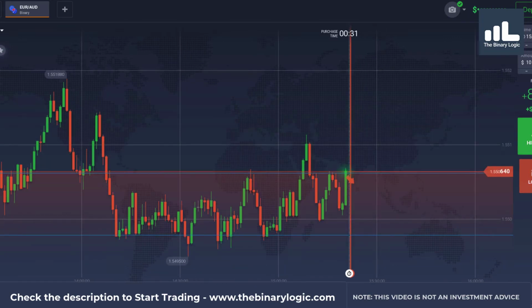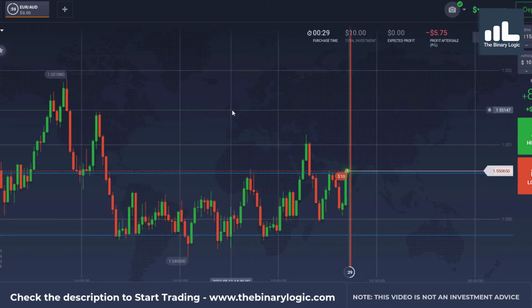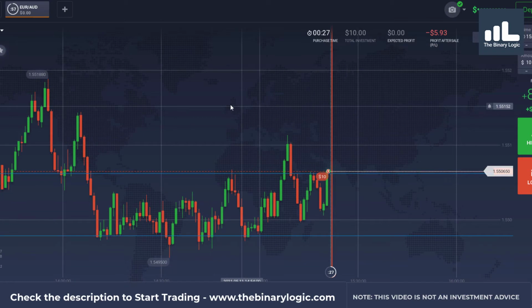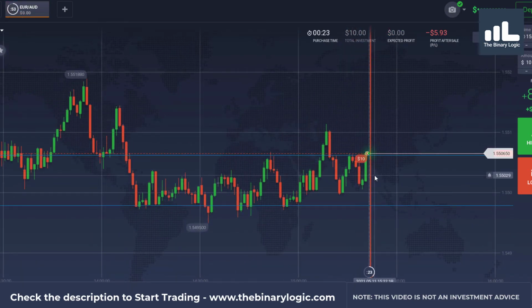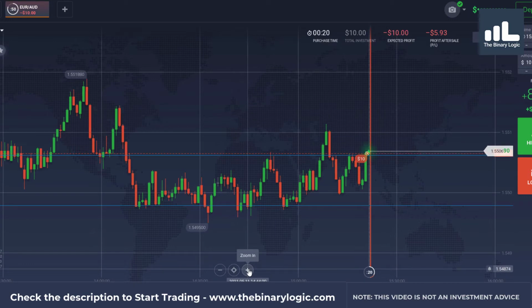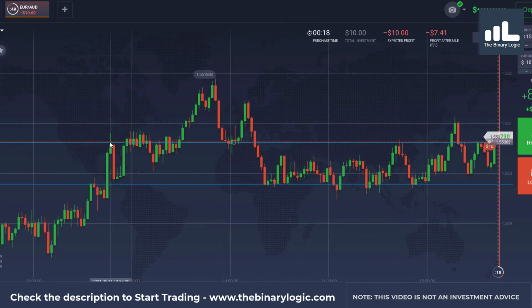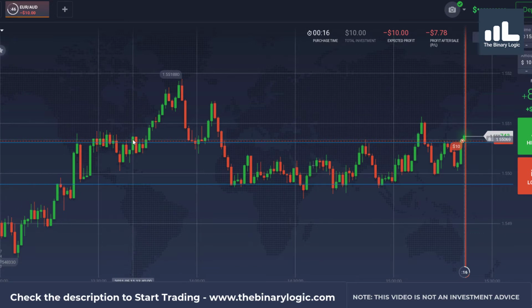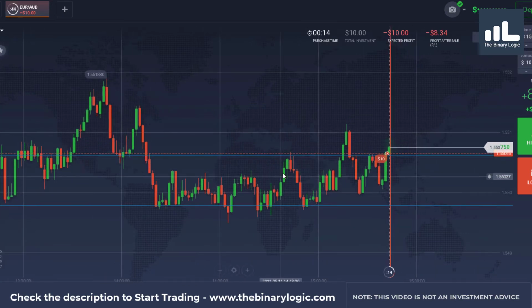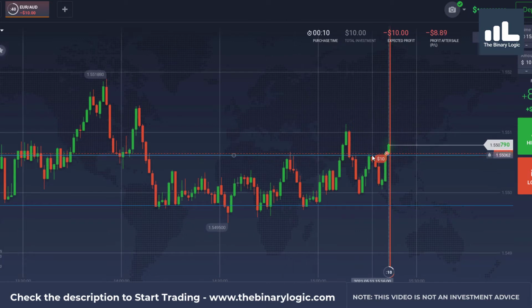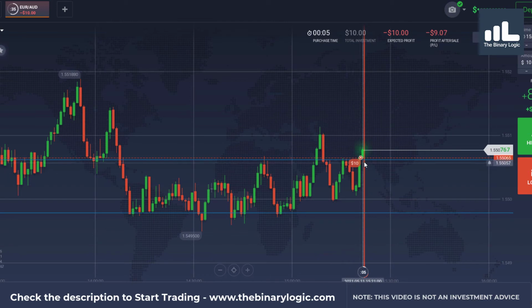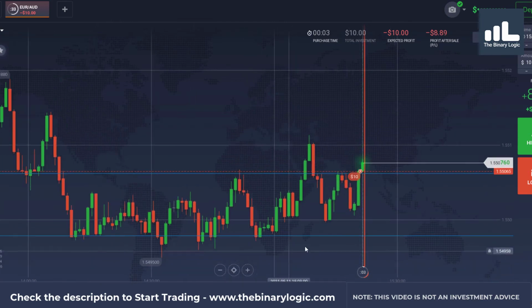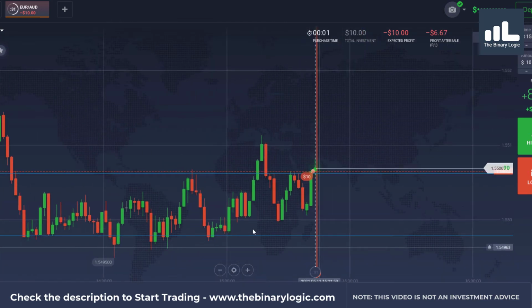Let's see what happens. So I am placing the lower option. The new minute has been started. I am expecting it will go down. Let me explain why. You can see this is the level, this is the level, this is the level, and here the level is respecting this line. Here the level is also respecting the line, and from this point I can expect the price will go down.